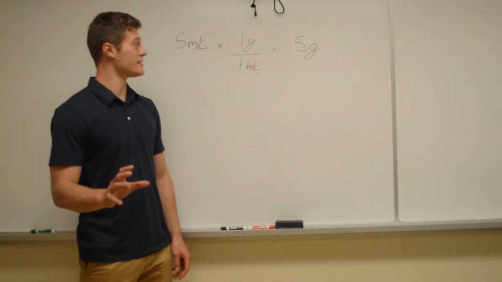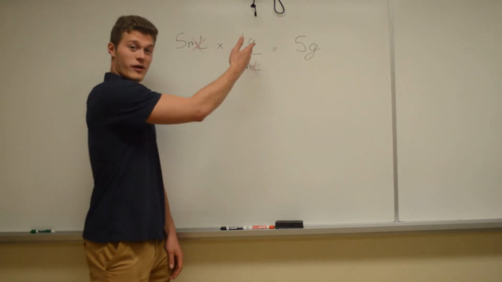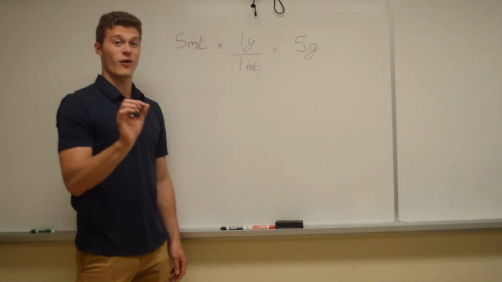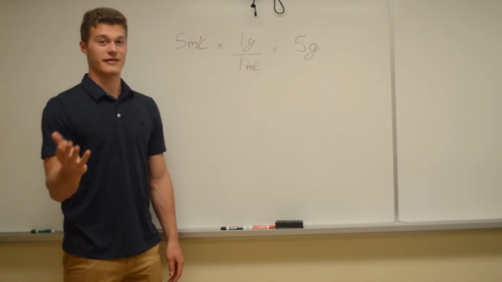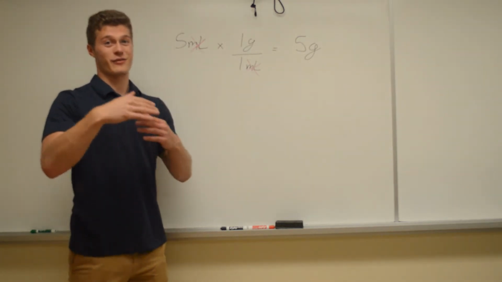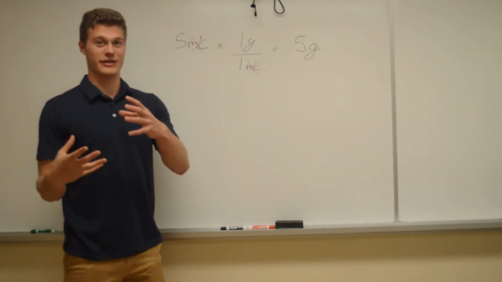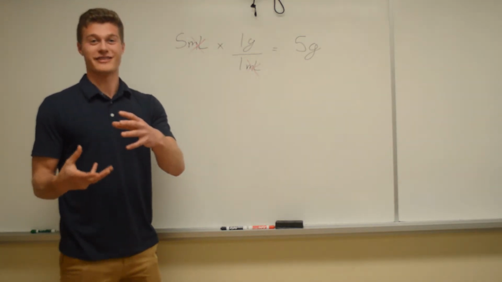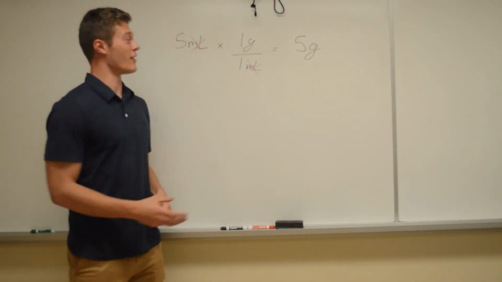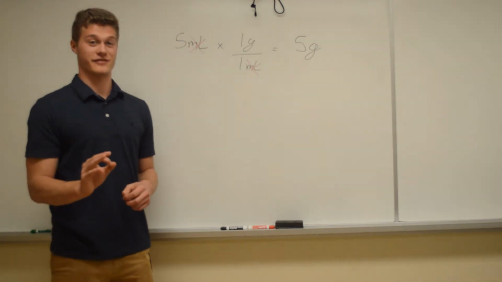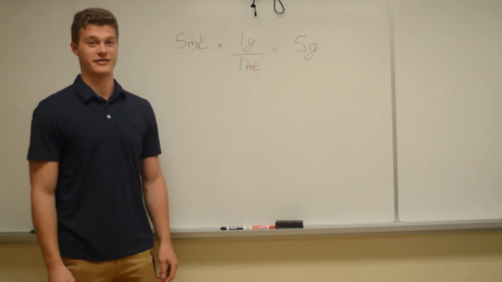Note, for things like density, the conversion factor of 1 gram for 1 mil only ever works for water. Naturally, something like lead, for 1 milliliter of lead, it's probably going to be much heavier in terms of mass. So always make sure you're using the right conversion factor and make sure it's the right constant.